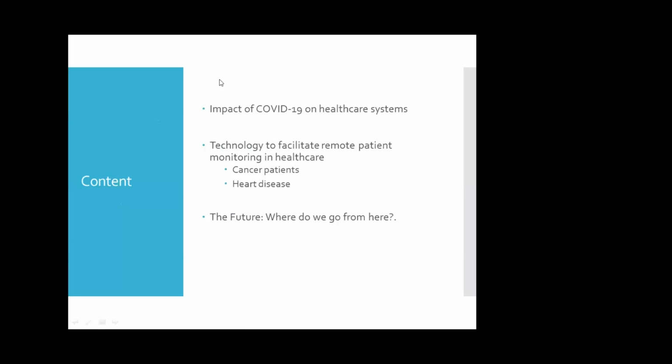Some potential of digital health technology that we can use for facilitating remote patient monitoring. This topic is very broad, so I'm just going to mention some examples for cancer patients and heart patients because these are the most common conditions. And then the last question is the future, so where do we go from here?